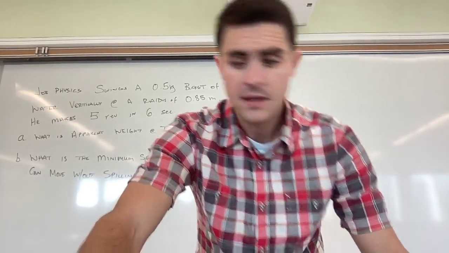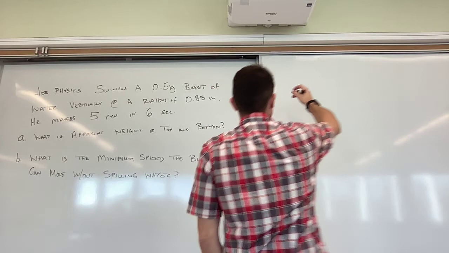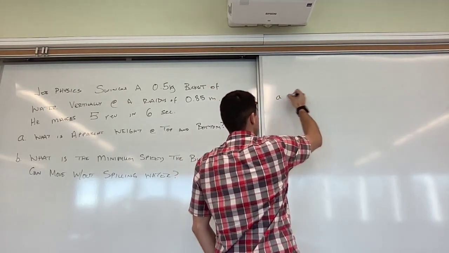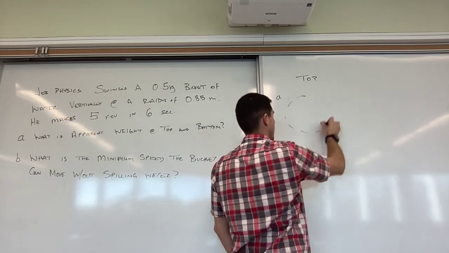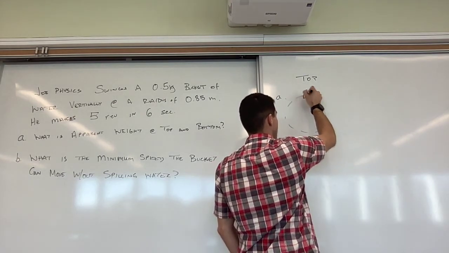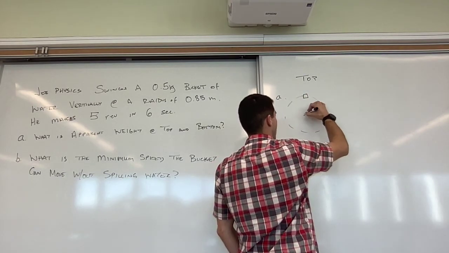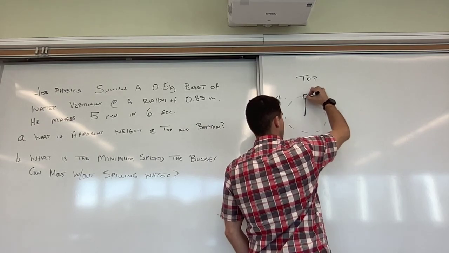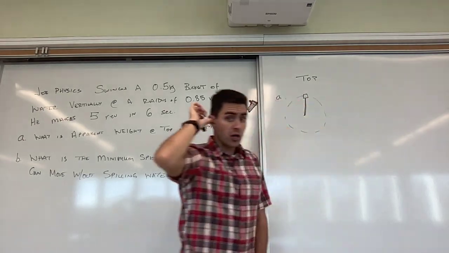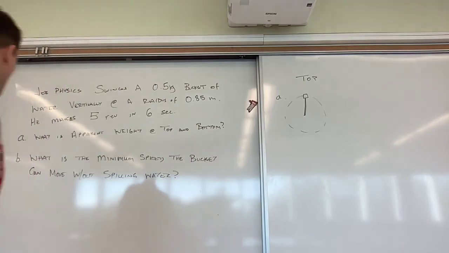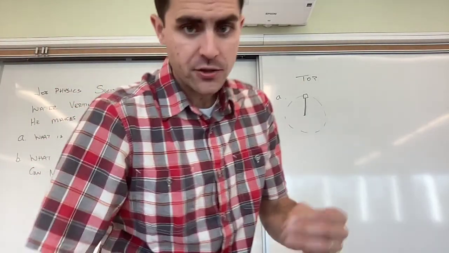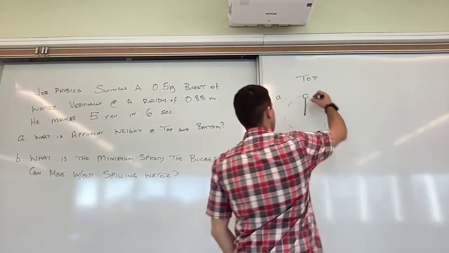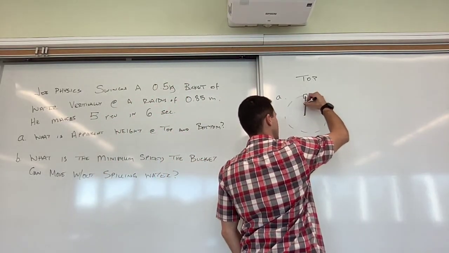Okay, here's what I got. I got Joe and the bucket. I need top and bottom. So we're going to start with A over here. A at the top. Here is my circle. There is my bucket or water. His arm is attached to that there. But we're not concerned about the bucket necessarily. We're more concerned with the weight of the water. So we're going to look at the weight of the water. Okay? So what are the forces acting on the water at the very top?